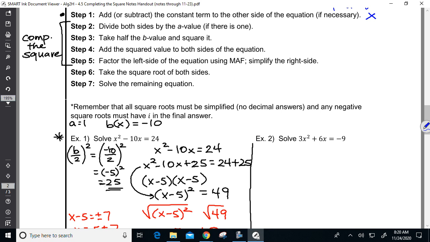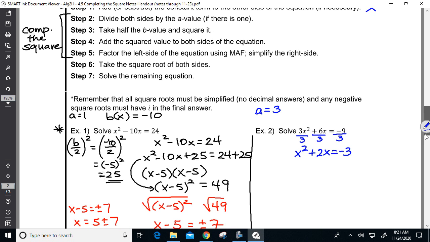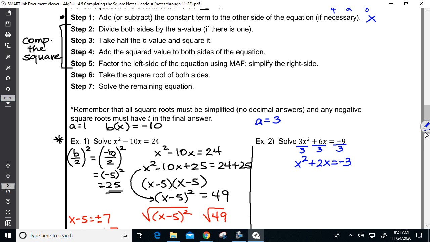Step 2, divide both sides by the a value, if there is one. So a is equal to 3. This time you have an a value. So you're going to divide everything by 3. Divide everything by 3, you have x squared plus 2x equals negative 3. So if there's an a value, divide it out.